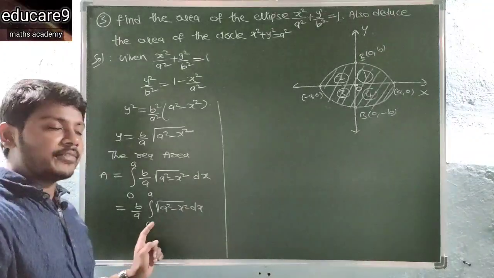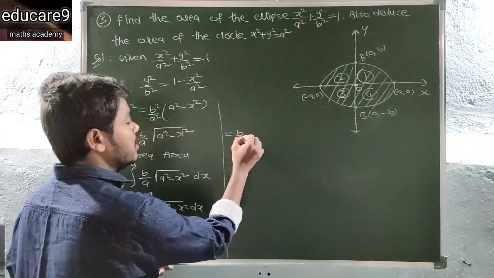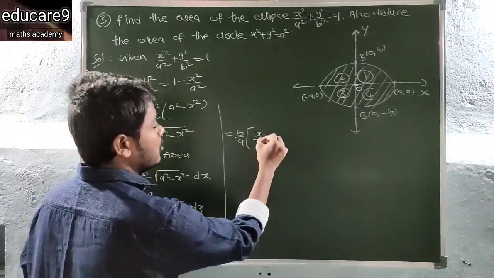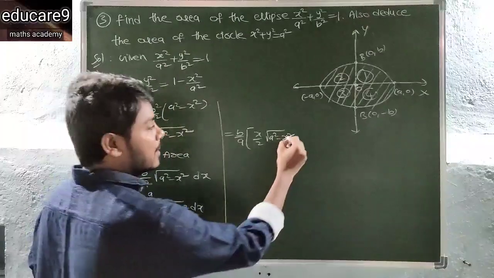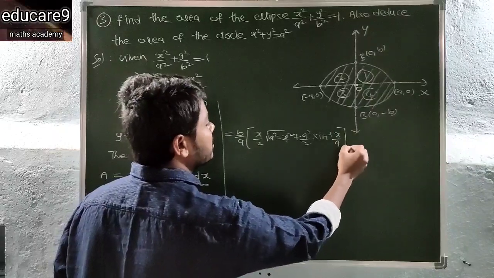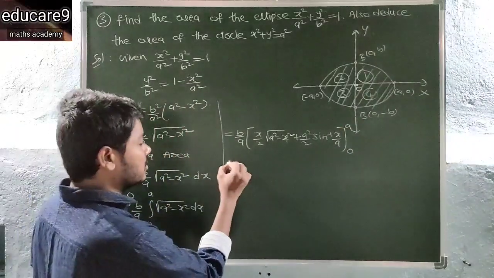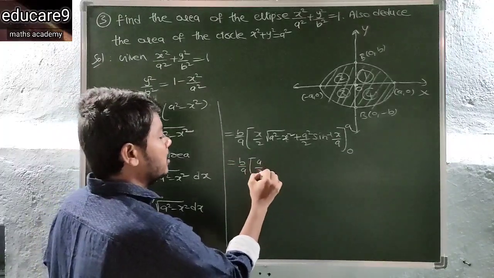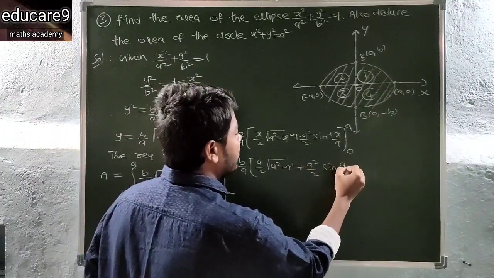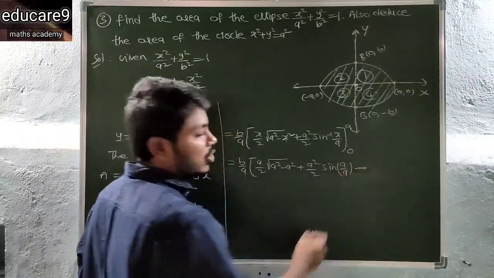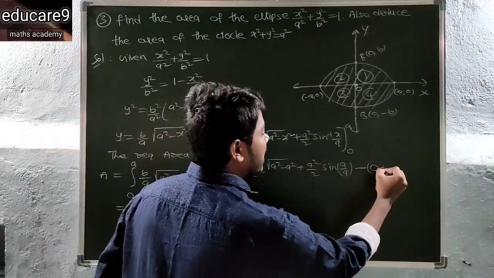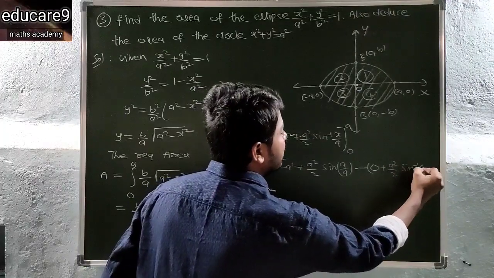You know the integration of square root of a square minus x square form. So see here, this is b by a into, so integration of square root of a square minus x square dx is what? x by 2 square root of a square minus x square plus a square by 2 sin inverse x by a. So within the limits 0 to a, apply the upper limit first: b by a into a by 2 square root of a square minus a square plus a square by 2 sin inverse a by a, minus lower limit. So 0 by 2 into something, 0, and plus a square by 2 sin inverse 0 by a, that is 0.